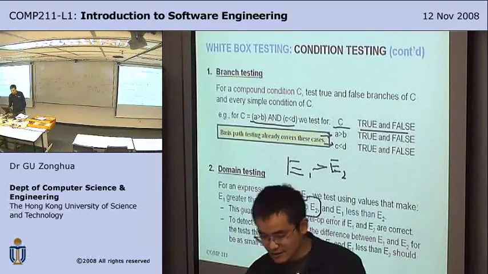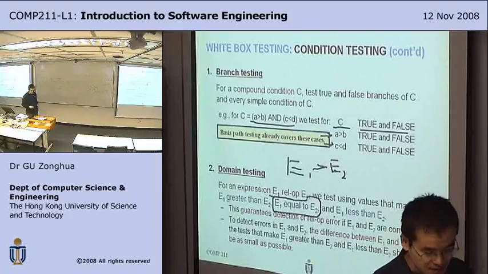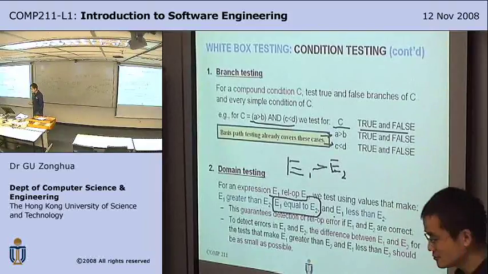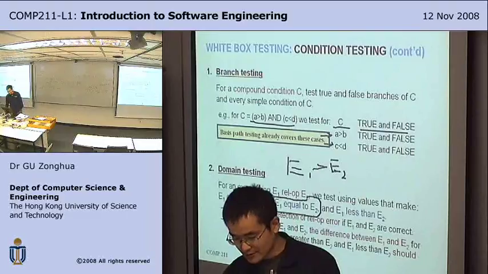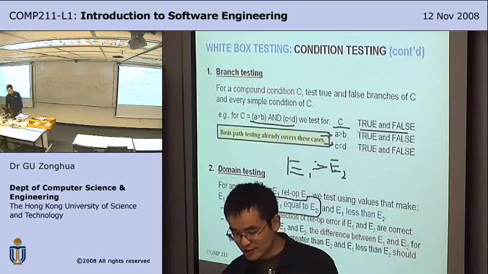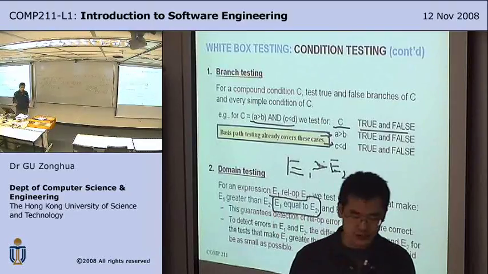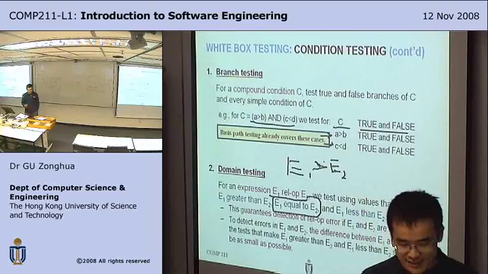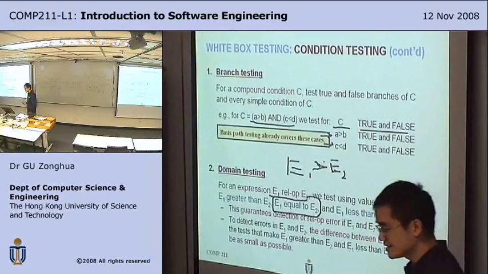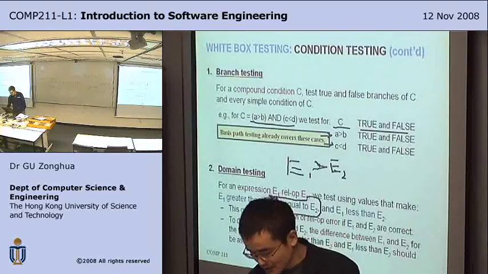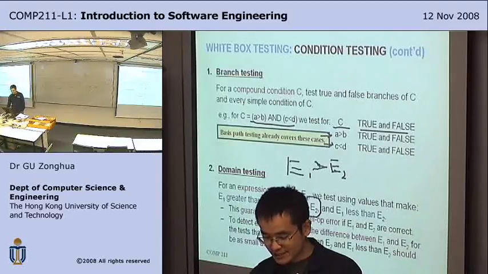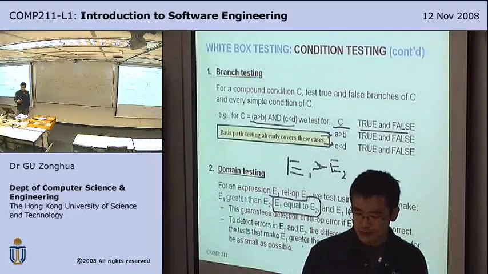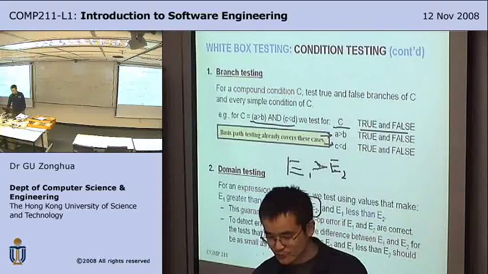The reason is that you want to detect errors. So if E1 and E2 are complex expressions, and perhaps the boundary condition happens at the equal sign, you may not detect it if you do not try the equal case. So to detect errors in E1 and E2, the difference between E1 and E2 for the tests that make E1 greater than and E1 less than E2 should be as small as possible.